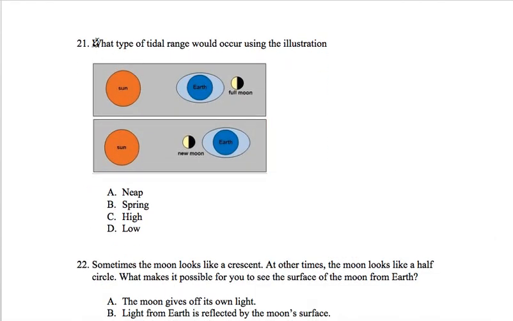Number 21. What type of tidal range would occur using the illustration? A. Neap. B. Spring. C. High. D. Low.